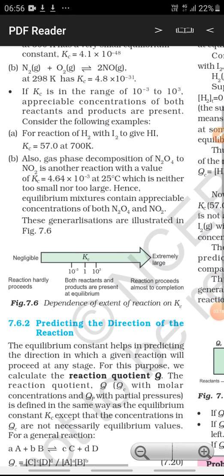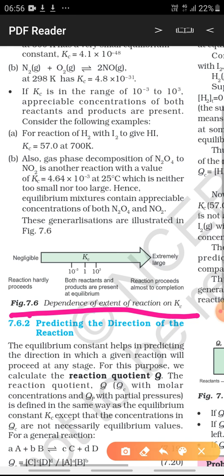Now, you can see this. You have to remember from this that if Kc is greater than 10 raised to power 3, the value of Kc is more and products predominate. On this side, the value of Kc is very less, and reactants predominate.